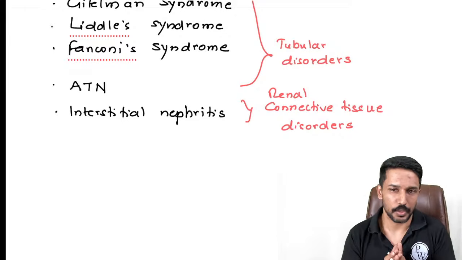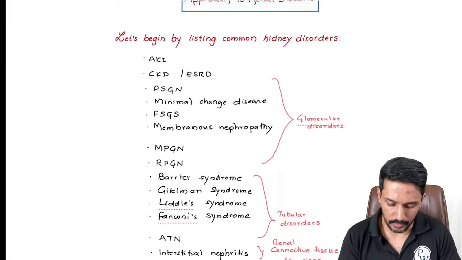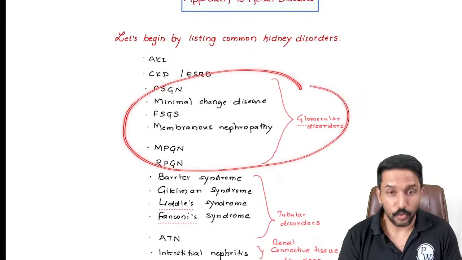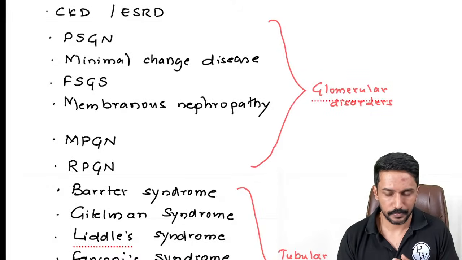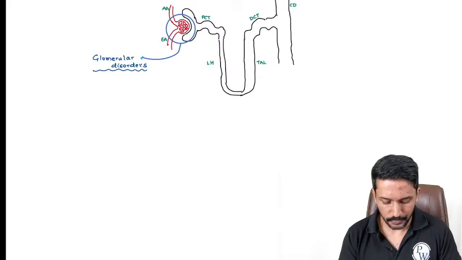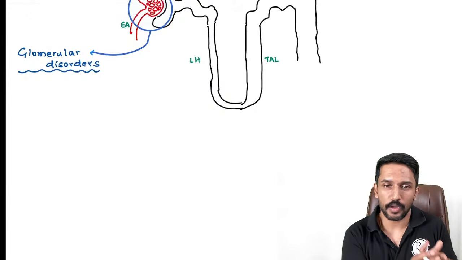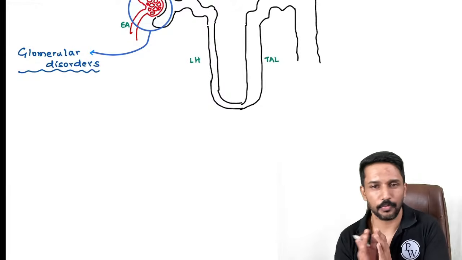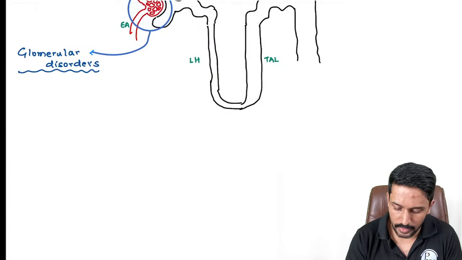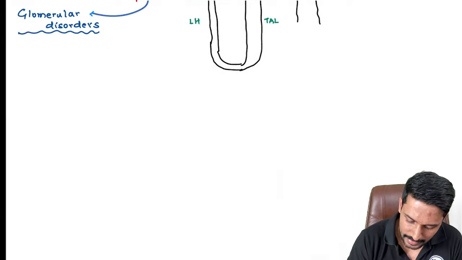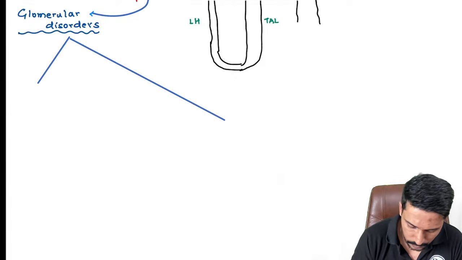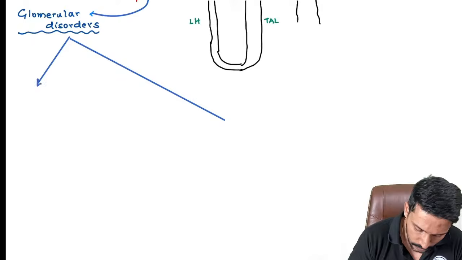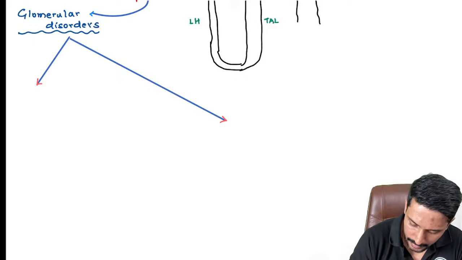Now let us see how these individual diseases present. So first we will begin with the glomerular disorders. These glomerular disorders have two kinds of standard presentation. One of them we will call nephrotic syndrome. The other one we will call nephritic syndrome. So whenever glomeruli get damaged, they present as either nephritic syndrome or nephrotic syndrome. So what is the difference between the two? Can anybody tell me? What is the difference between nephritic and nephrotic syndrome?